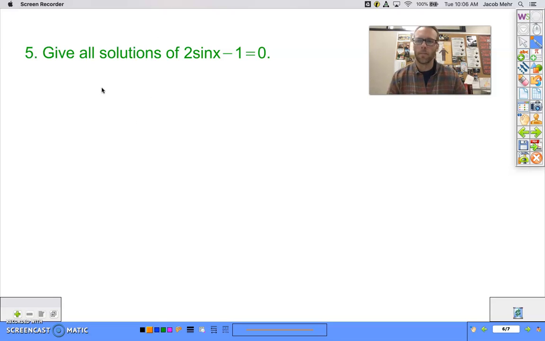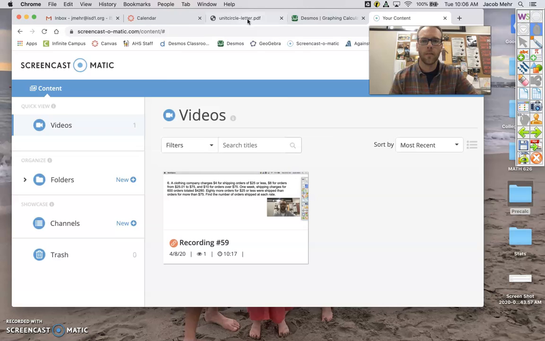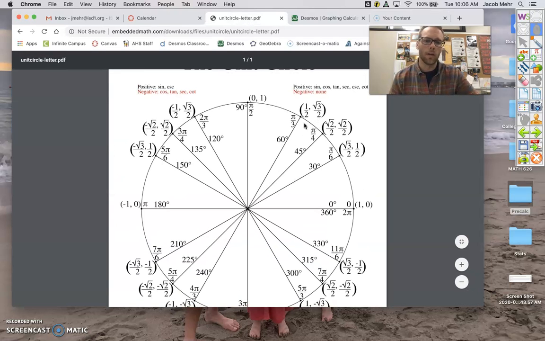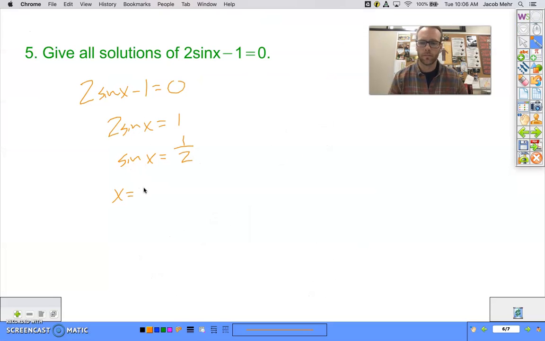All right, so let's work on this one. We want to solve 2 times the sine of x minus 1 equals 0, and we want to give all solutions. This one's pretty simple. We're just going to add 1, then divide by 2. We get the sine of x equal to 1/2. Just like before, where does the sine of x equal 1/2? Well, the sine equals 1/2 at pi over 6 and at 5 pi over 6. Okay, all right, so those are our two solutions in our first revolution.